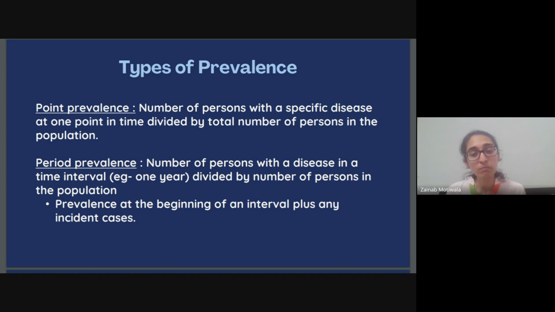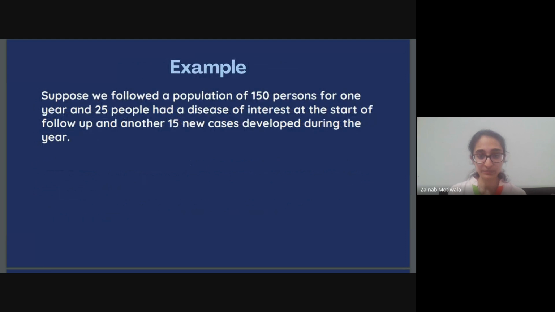There's another way to understand period prevalence. That is, it is the prevalence at the beginning of an interval plus any incident diseases. Now, in order to nail this concept, let's practice an example. In this example, a population of 150 people for 1 year was taken. 25 people already had the disease at the start, and another 15 new cases developed over that year.